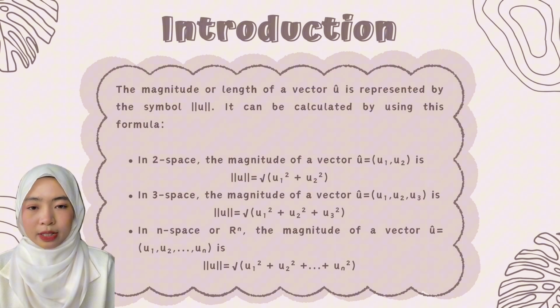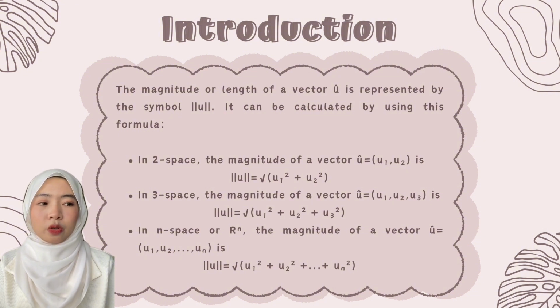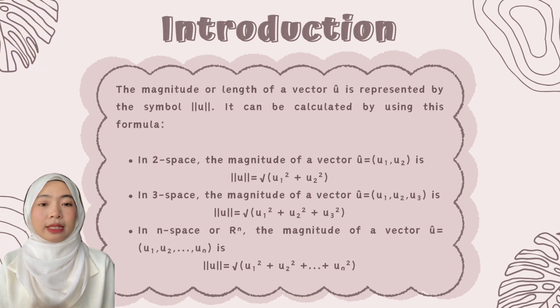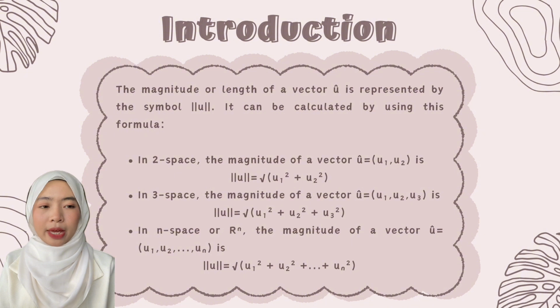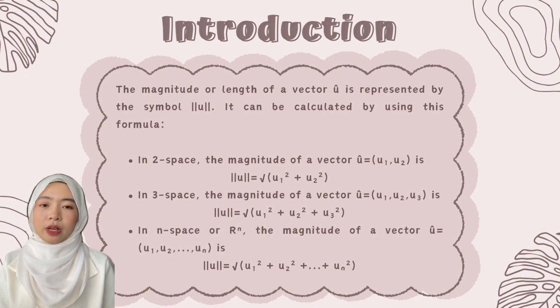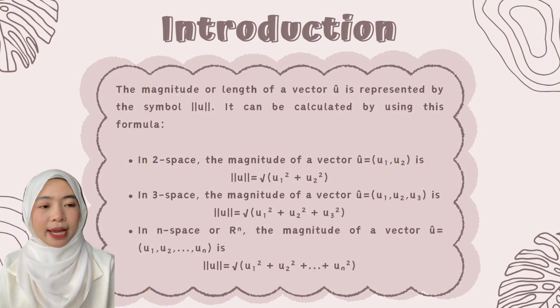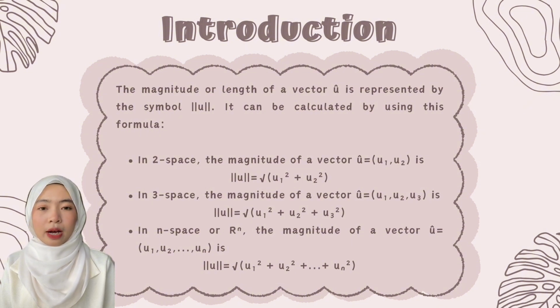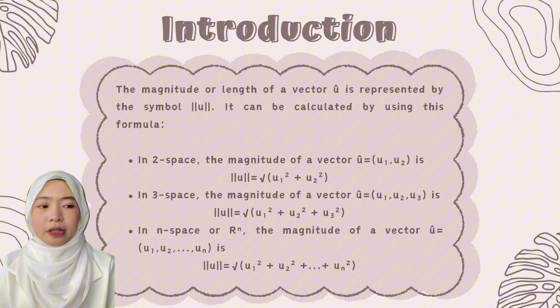For the first one, in 2-space, the magnitude of a vector u, which is equal to (u1, u2), because it is in 2-space, is the square root of u1 squared plus u2 squared. And for 3-space, of course we have u1, u2 and u3, so the formula is u1 squared plus u2 squared plus u3 squared, and then the sum of it, we need to take the square root. And for n-space, or R to the power of n, the formula is the square root of u1 squared plus u2 squared and so on until un squared.